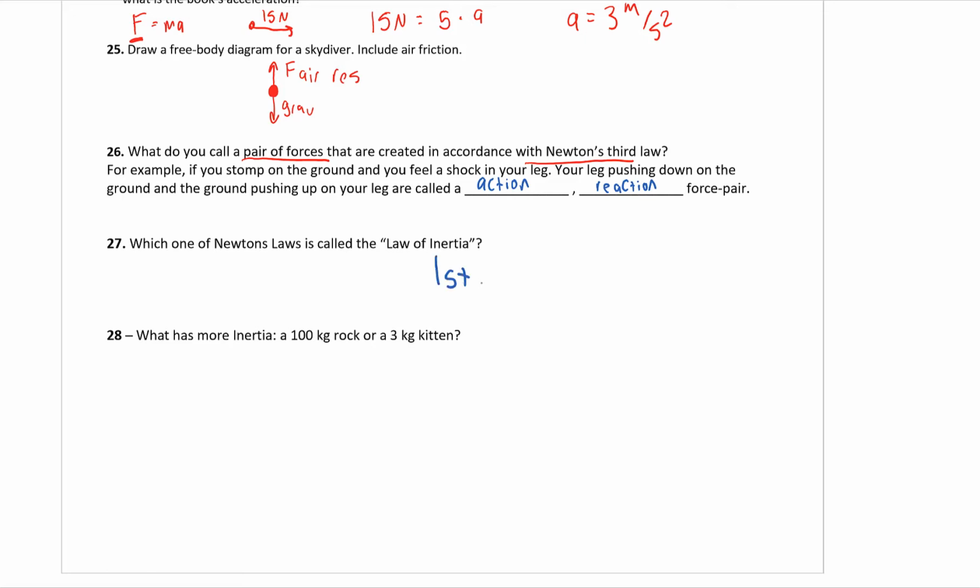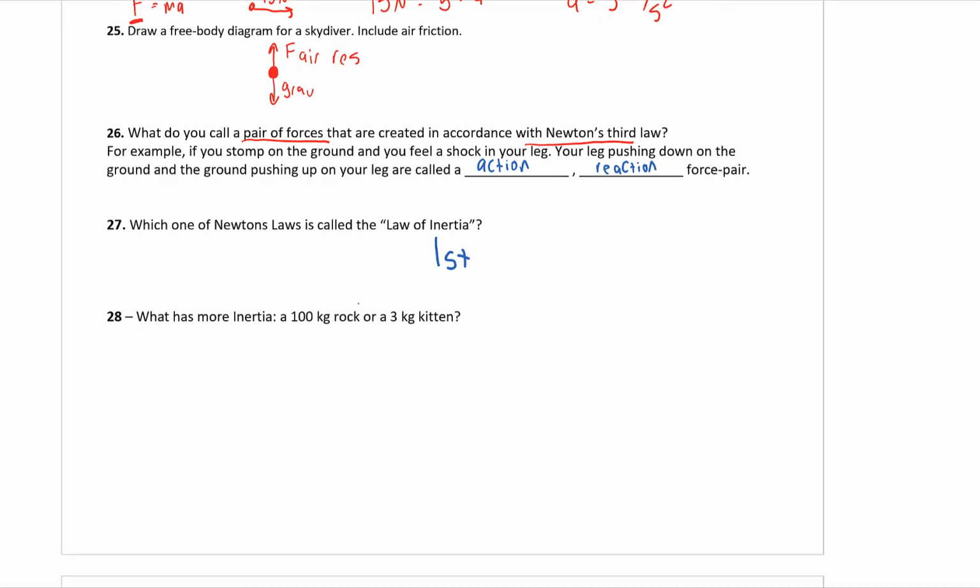And then finally, what has more inertia, a 100 kilogram rock or a 3 kilogram kitten? Well, inertia is how hard it is to move or change the motion of something. It's harder to move it if it's heavier. Another way to say that is it's harder to move it if it's more massive. So the one with more mass will have more inertia. So it will be the 100 kilogram rock that has more inertia than the 3 kilogram kitten.